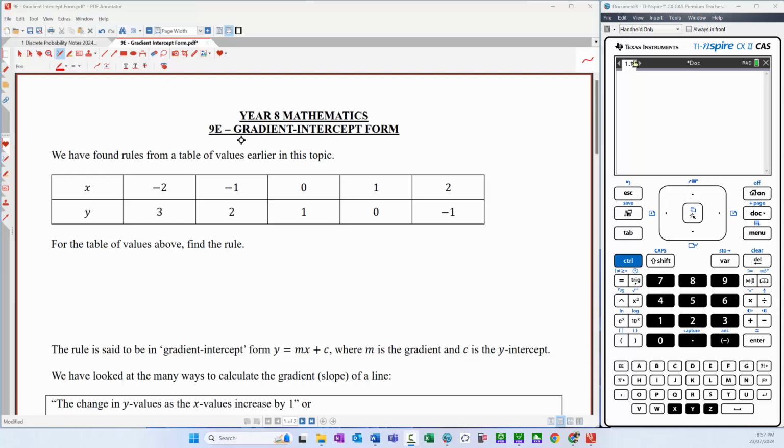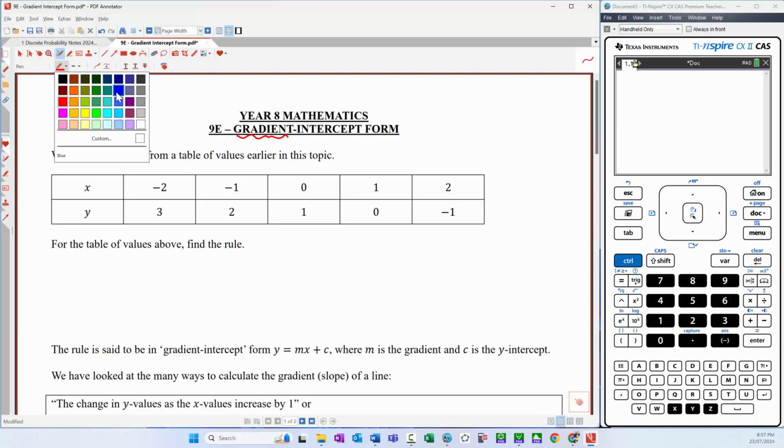Today what we'll be doing is looking at and applying our knowledge of gradient and our knowledge of rule finding together to write some equations in gradient intercept form. As usual, what I like to do is look at stuff that we've done earlier and see if I can show you what the application of that will be for today.